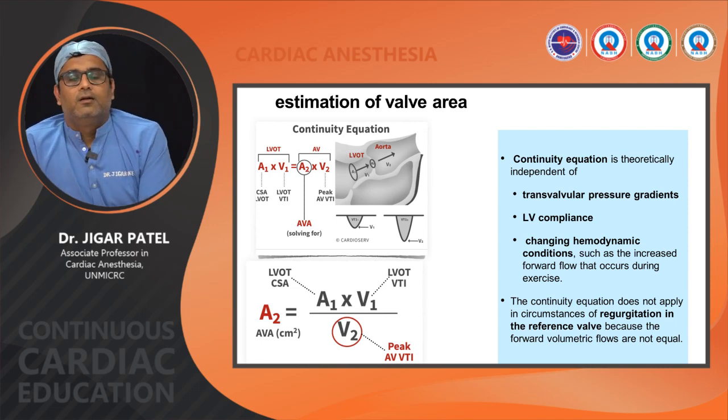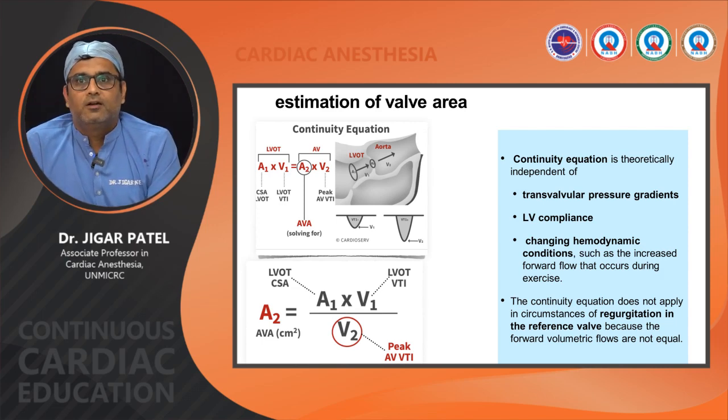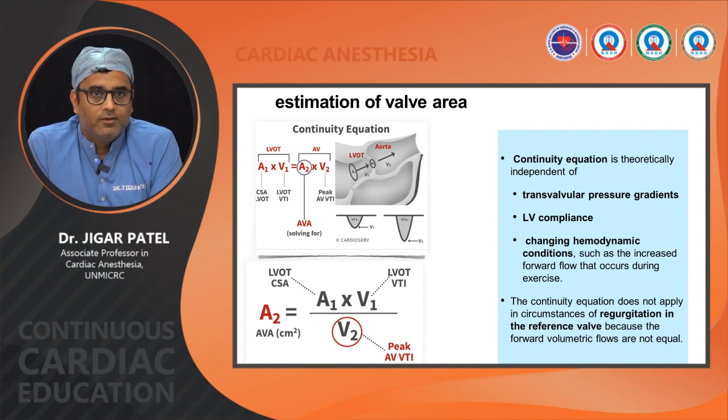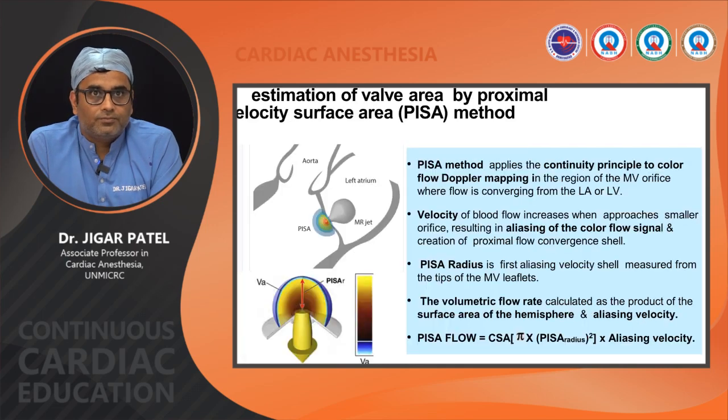The limitation is that the continuity equation does not apply in the presence of regurgitation of the reference valve, because if the reference valve is regurgitant, then you cannot measure actual volumetric flow. So it will not apply. If the other valve, the reference valve, is regurgitant, then you cannot use this equation.